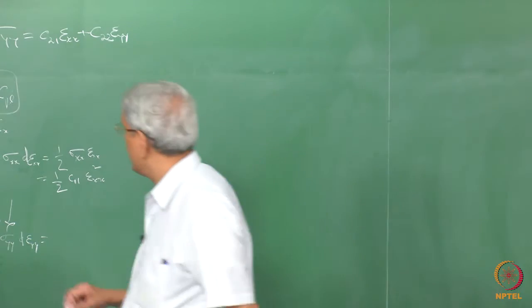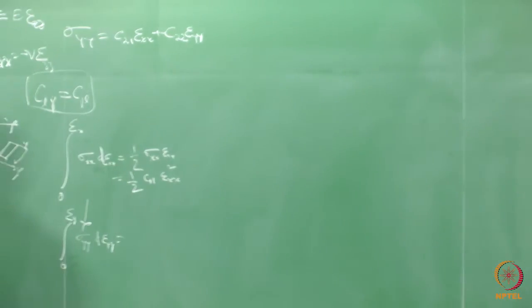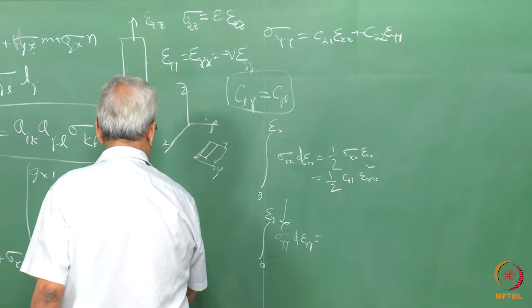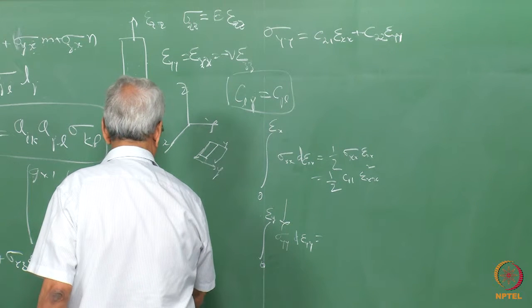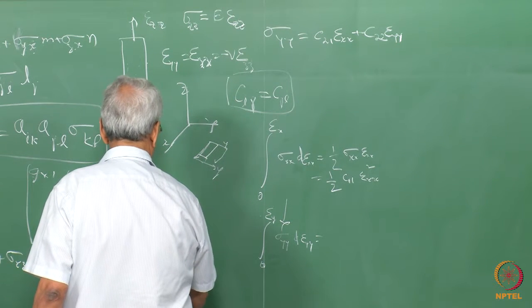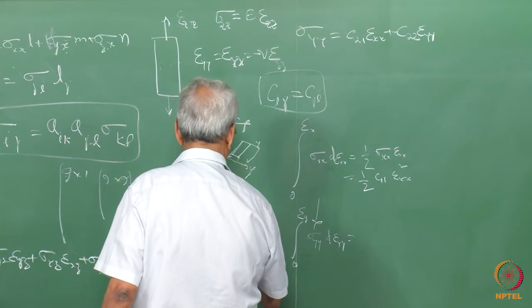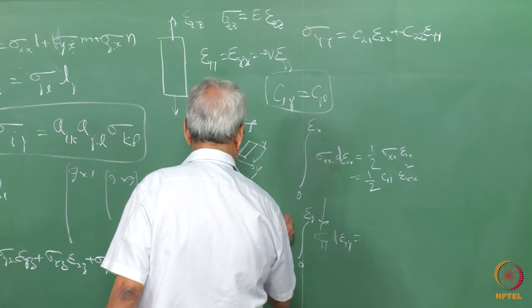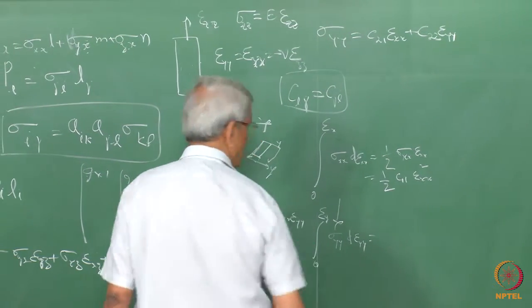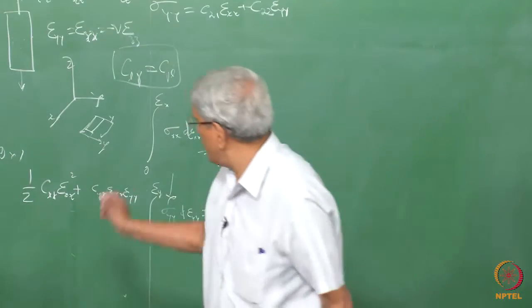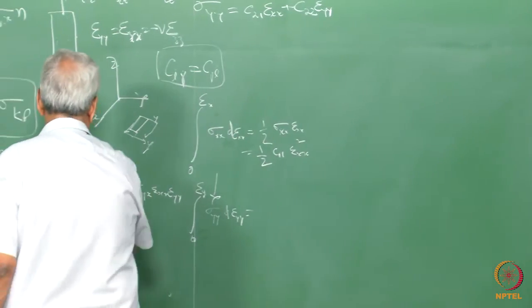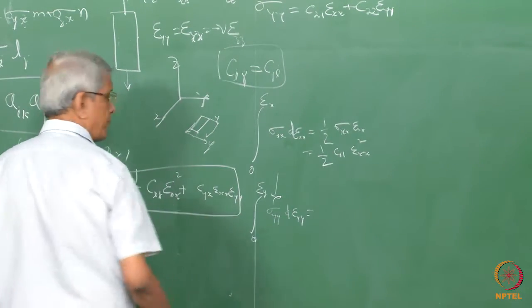If you do this, the answer will be C12 into epsilon xx into epsilon yy. A cross term will come. This is how this energy term will turn out to be.